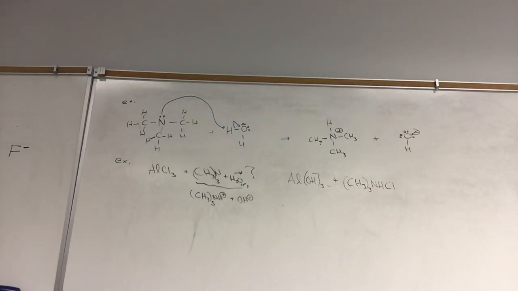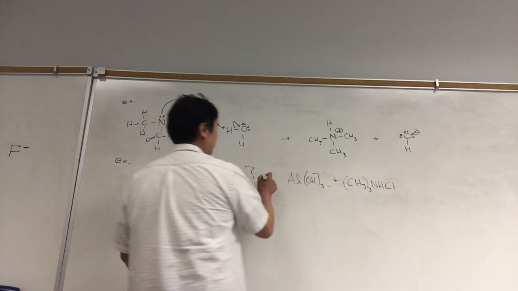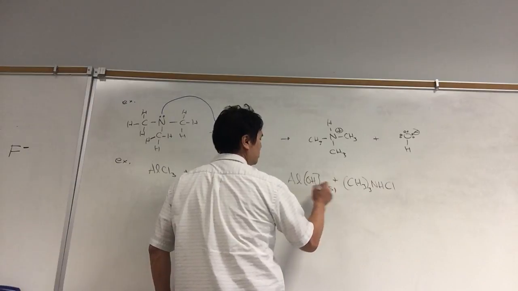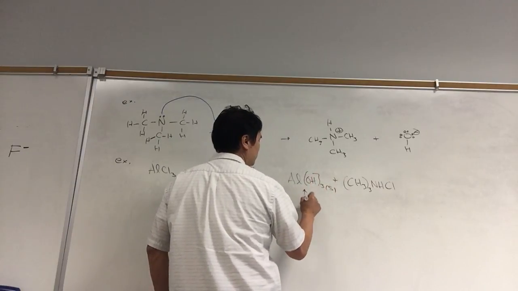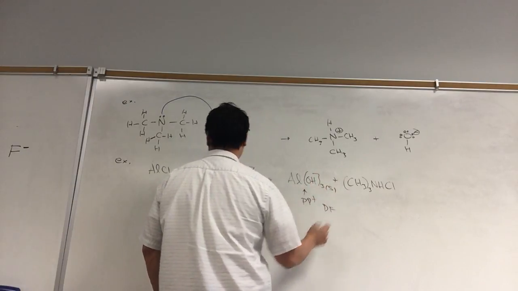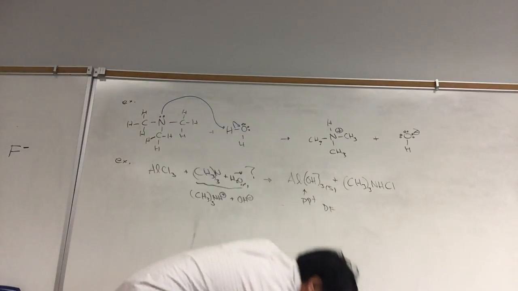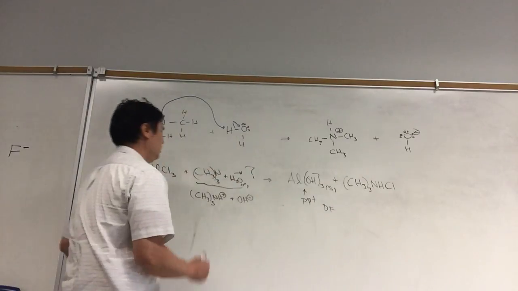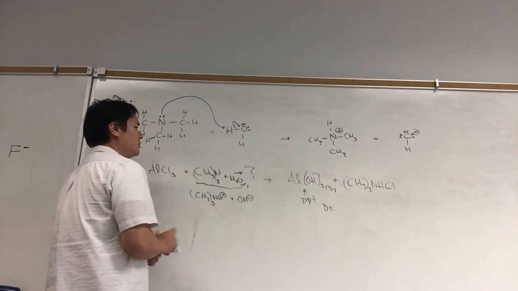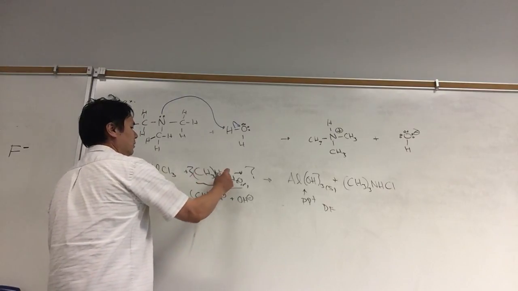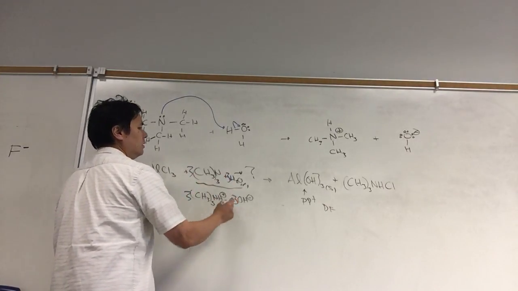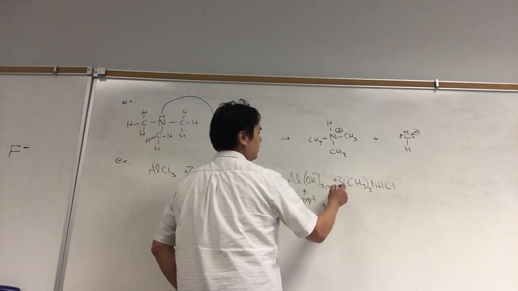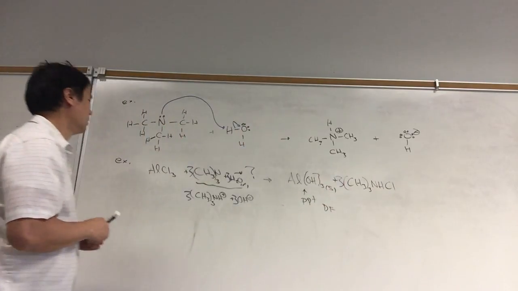Do we have a driving force? We have a driving force. The driving force is the precipitation of aluminum hydroxide. This should precipitate. This is a driving force. We need 3 hydroxides, so we'll need 3 of these. So we'll get 3, 3, 3, and 3. It should give us 3 trimethyl ammonium chlorides.